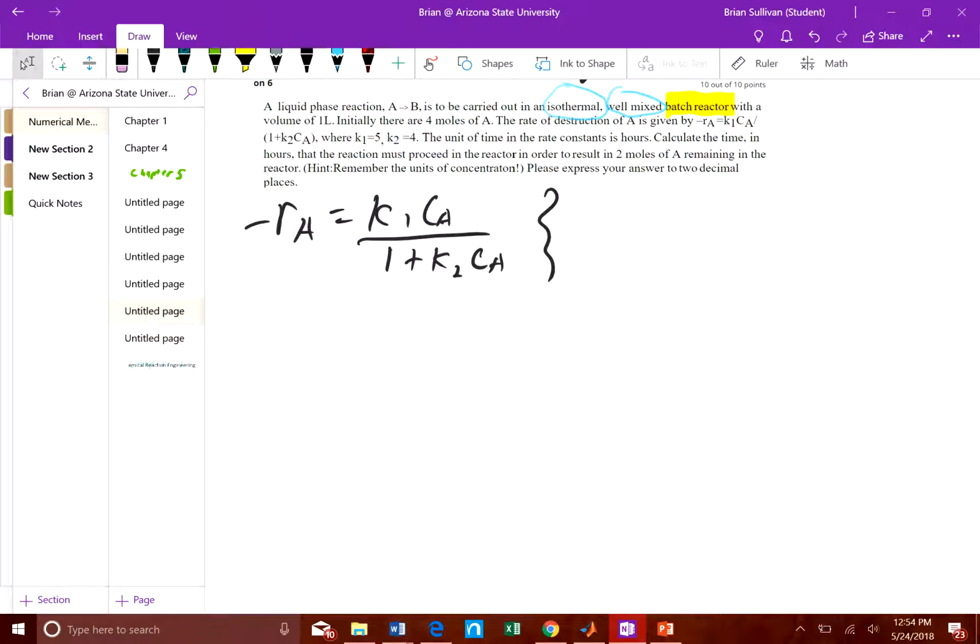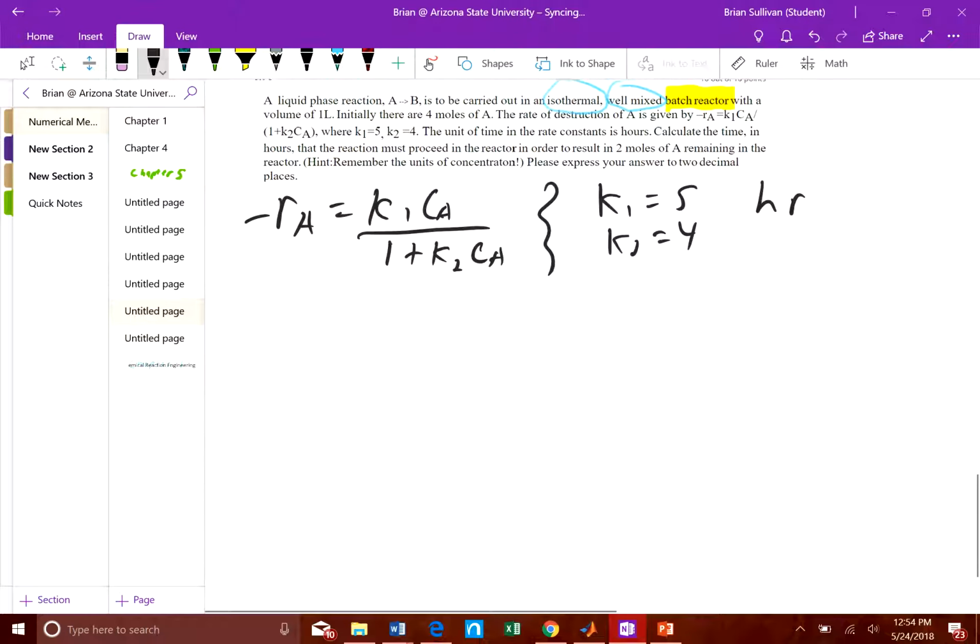Okay, so let's write the information we have for the rate of reaction. K1 is equal to 5, K2 is equal to 4, and the units of the rate constants are in hours. So let's keep that in mind if we see things in minutes and seconds later on, most likely seconds, so that we can convert and do our dimensional analysis to make this work.